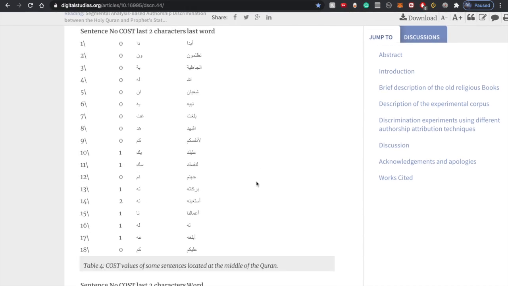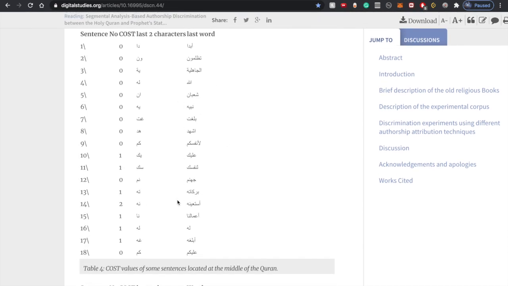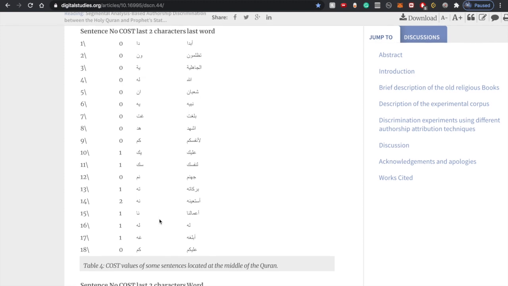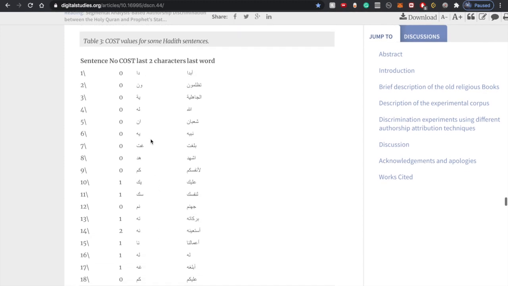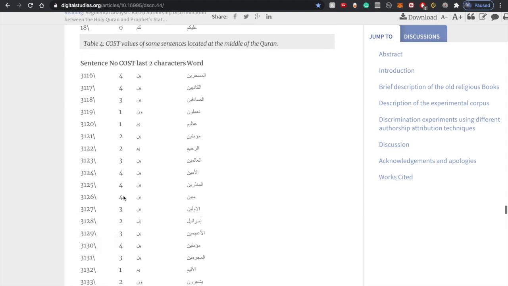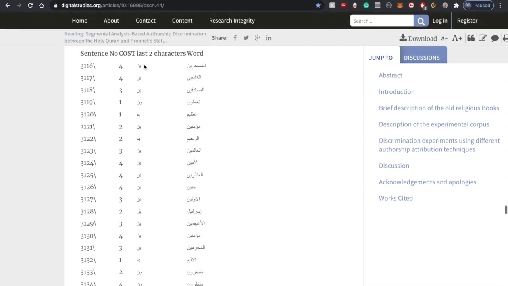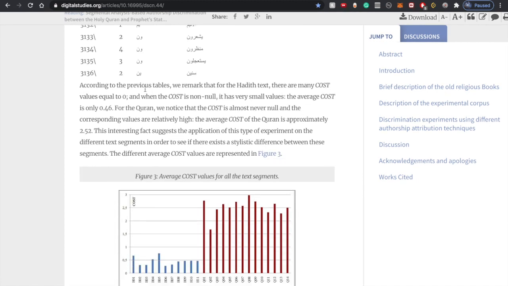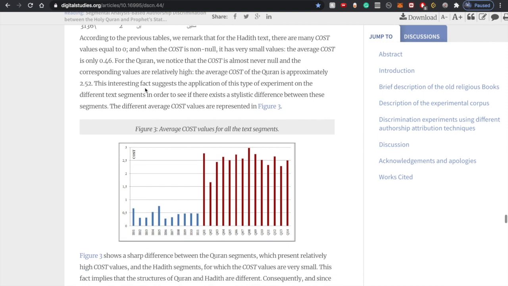And we see when they analyze the Hadith, so these are the Hadith, you see almost zero for cost, except here: 1 1 2 2 1 1 1, right? And then there's a zero in the middle. With the Quran, again, you see a lot of cost values, which shows you again what? Different authors, right? So again, similar to what was done last time. But this time they also put it in a graph form.